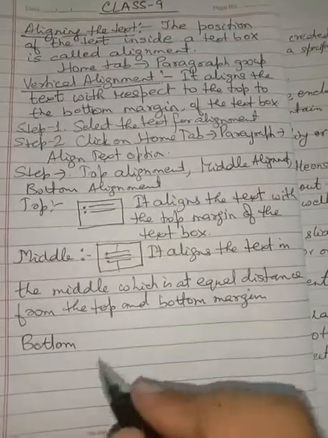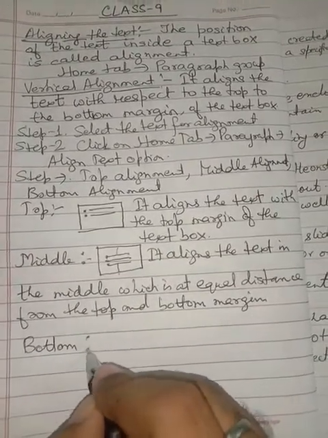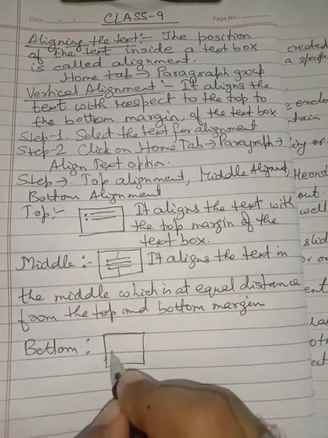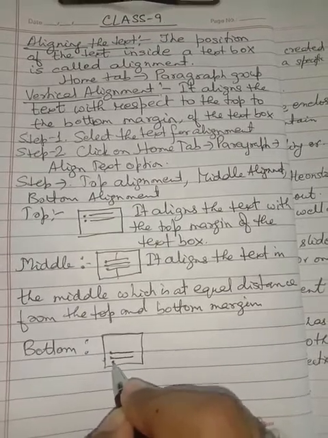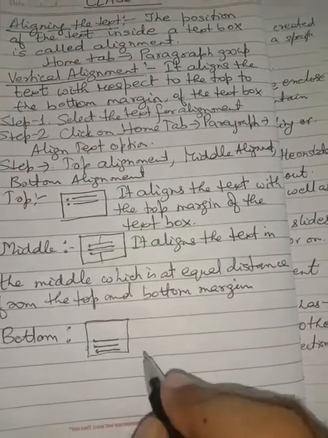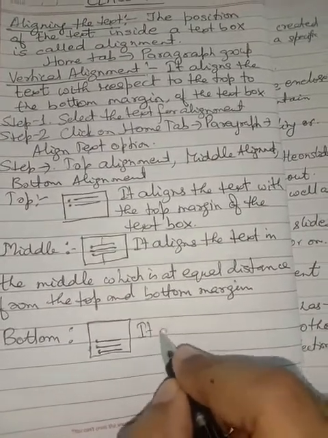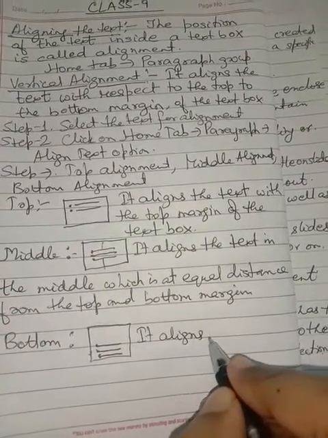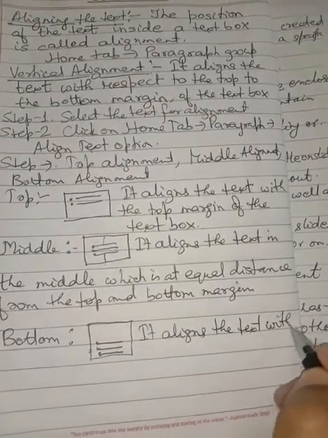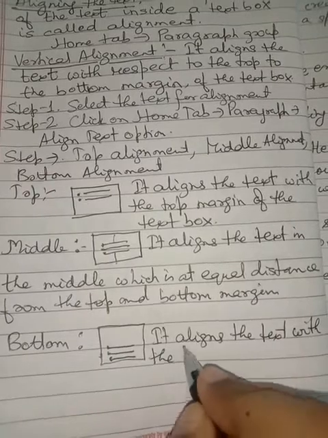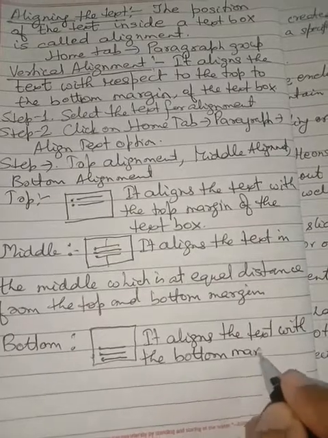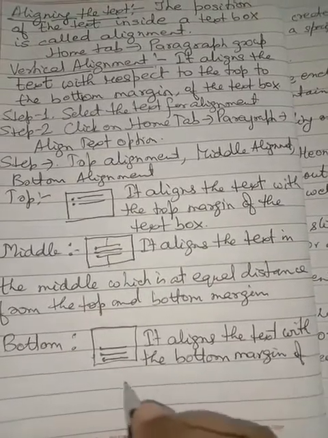This is the last type of vertical alignment. Bottom alignment. So the icon of bottom alignment will be like this. It aligns the text with the bottom margin of the text box.